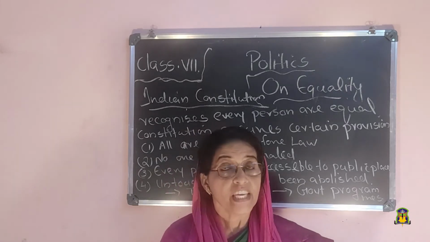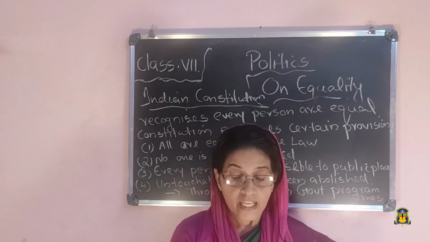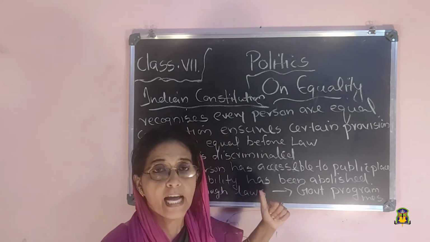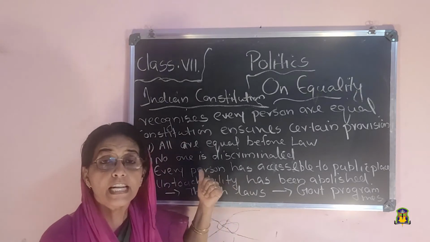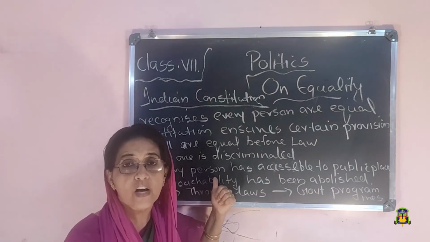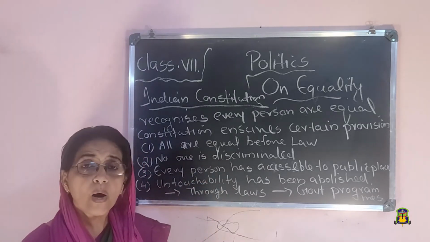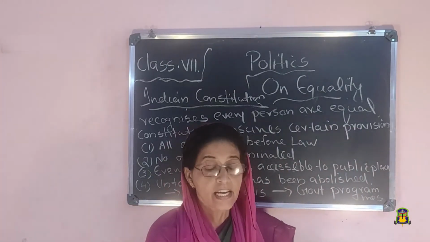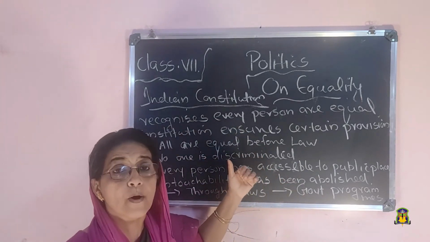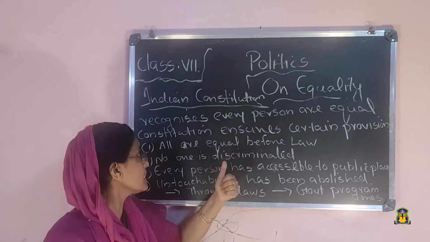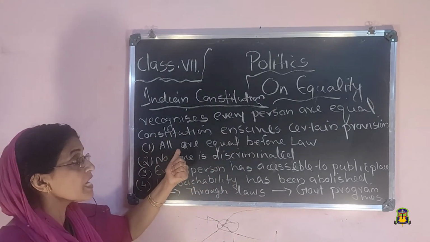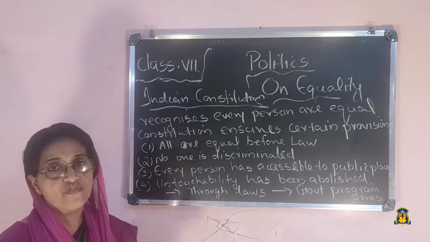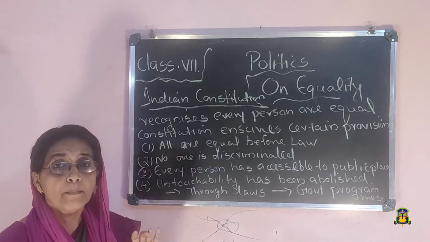Let us move on to equality in Indian democracy. The Indian constitution recognizes every person as equal. That means all people of the country, irrespective of their caste, religion, gender, or educational or social status, are all equal before law. And the recognition of equality includes some provisions by the constitution. Which are the provisions? First one is, all are equal before law. All are equal means, from the president to the domestic worker, they all are equal before law.